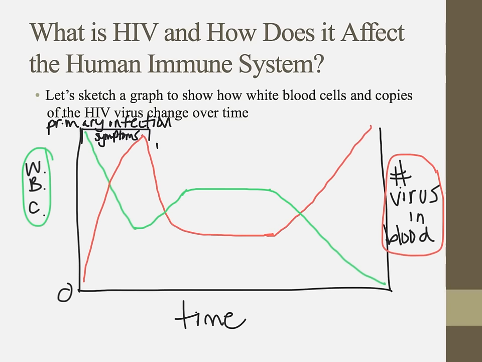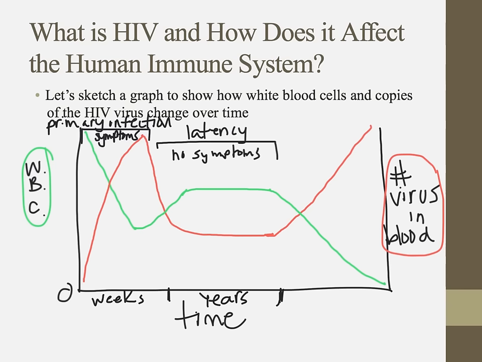And then we're going to enter into a period called latency. This is where the virus is dormant. We experience no symptoms. Our white blood cell count is still a little depressed, but overall we're not really feeling all that bad. And this can go on for years. So this first part is usually over a couple of weeks, and this graph isn't really to scale because we would need like 8,000 feet to stretch all this out. This part can take years.